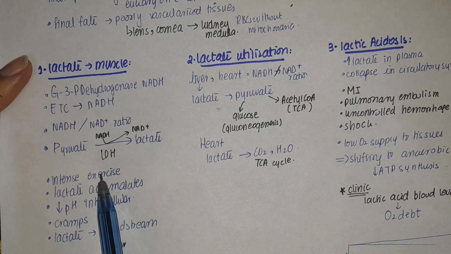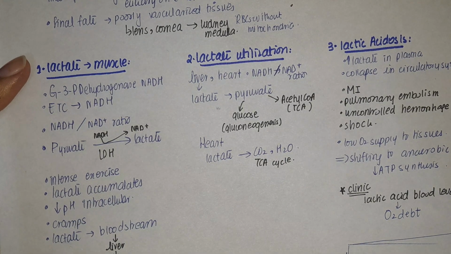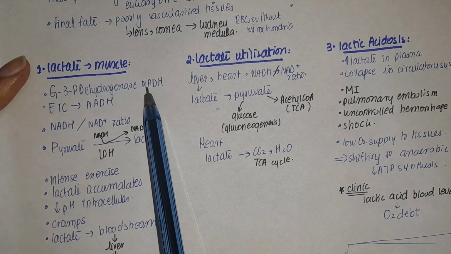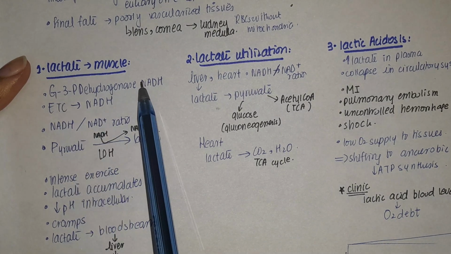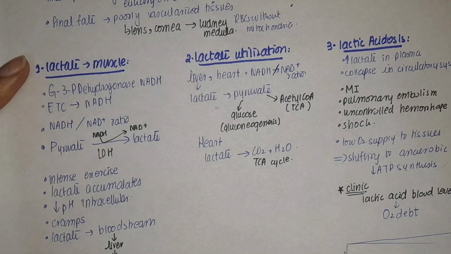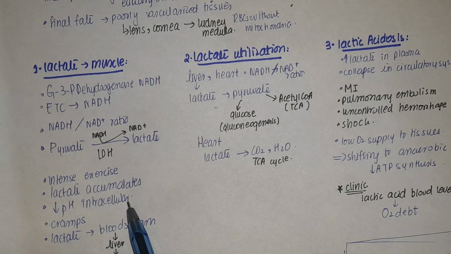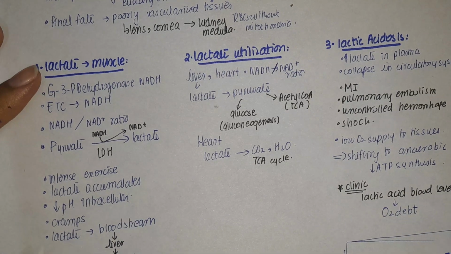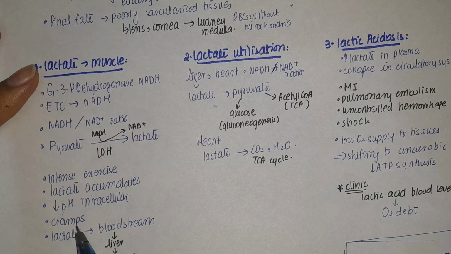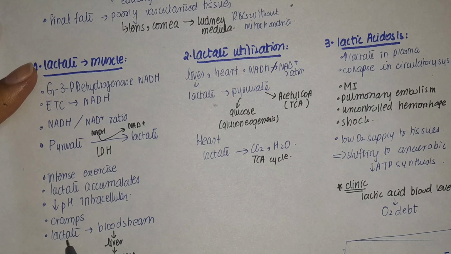With intense exercise, this lactate accumulates because the NADH is increased by both glycolysis and the electron transport chain. Whenever this lactate increases, you should know that lactate is kind of an acid, lactic acid, so it decreases the pH of intracellular substances. And when the pH is decreased, what happens? You get cramps. That is why when you run faster for a longer period of time, you get muscle cramps all over your body.